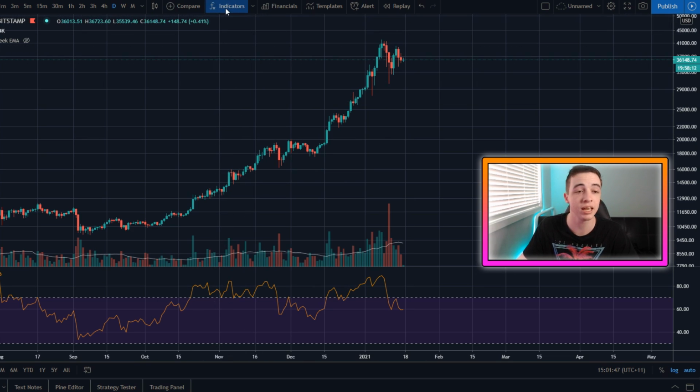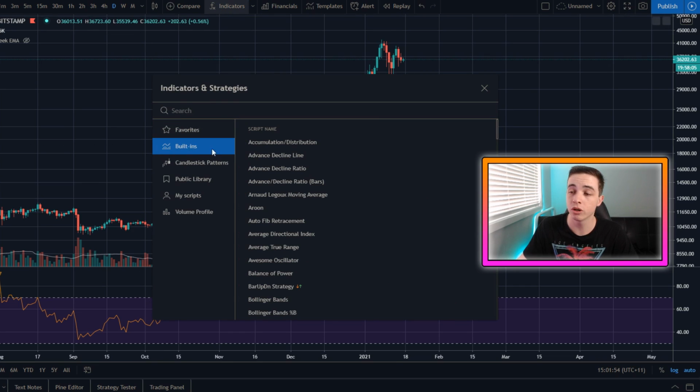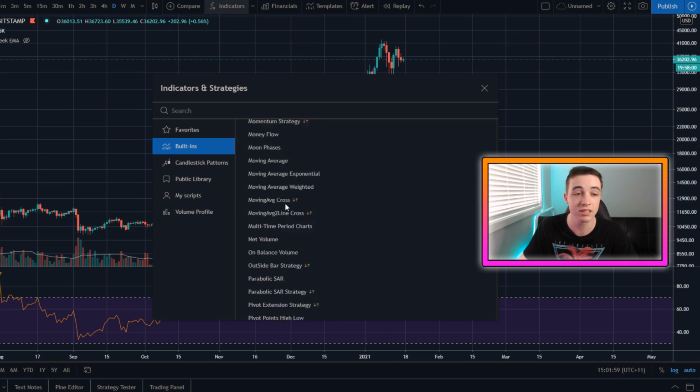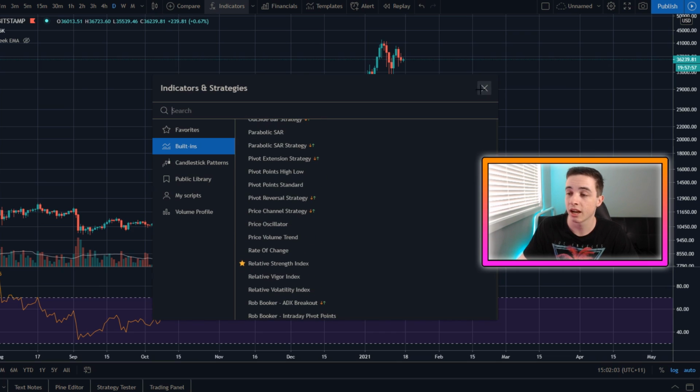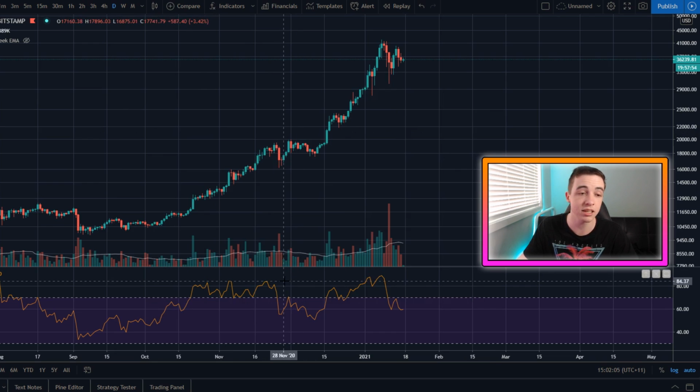Once again, you go up to the indicator button, you can type in the indicator that you want, or you can just click on the built-ins, and you can honestly just click through a bunch of these different indicators, see what they look like.